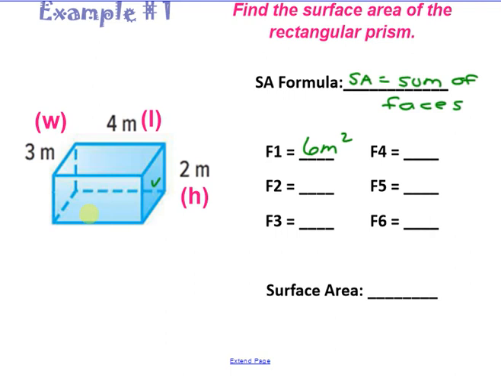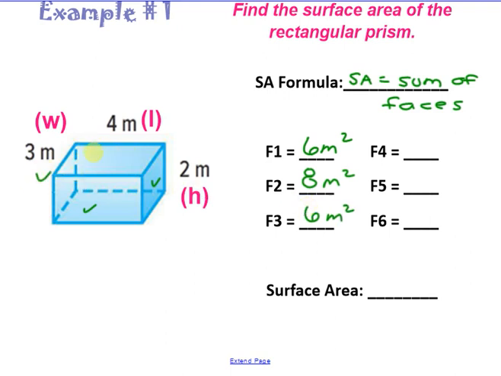Now I'm going to move over here. So I have 4, and I know my height is 2, so 4 times 2 is 8 meters squared. Now, this side should match this side, but I'm going to check it. So it's going to be 3 with a height of 2. So 3 times 2 is 6 meters squared.